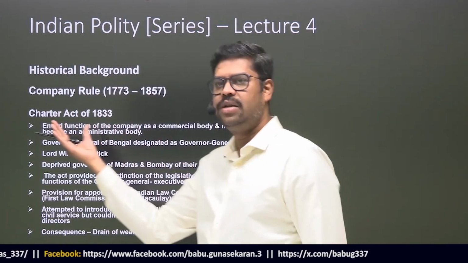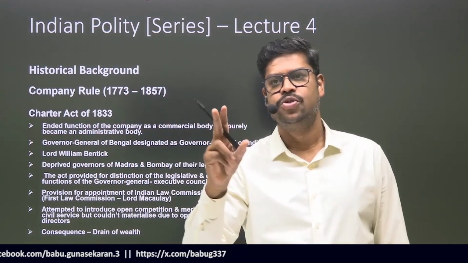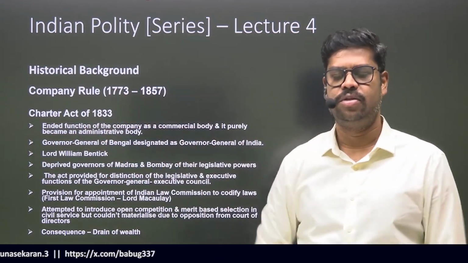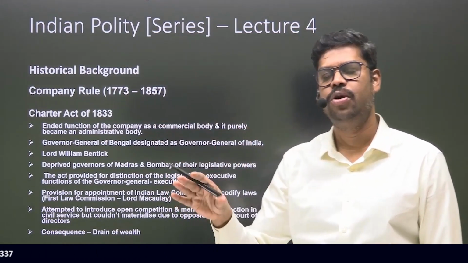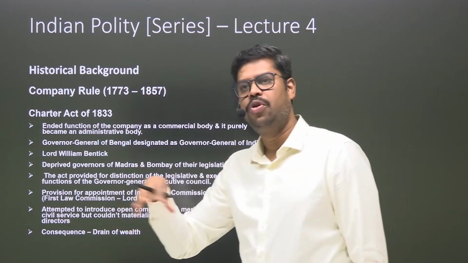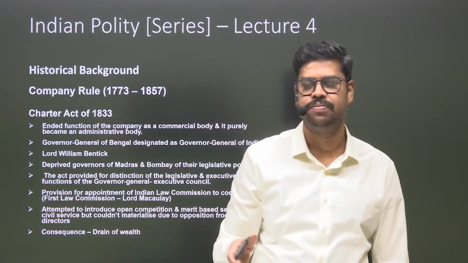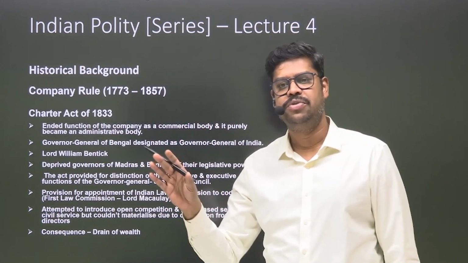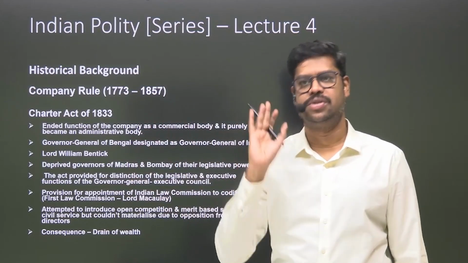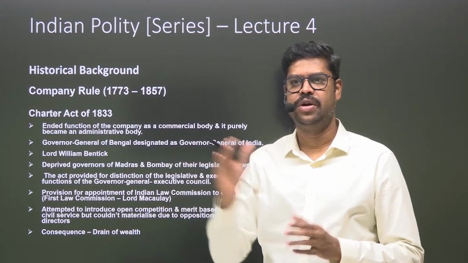So I said that Charter Act of 1813 gave permission for 20 years. So that permission continued till 1833. So in 1833 again the company sought permission from the Crown to carry out the political and the administrative functions as well as the commercial functions in India. So again Charter Act of 1833 gave permission to the company for another 20 years to rule the British India on behalf of the British Crown.